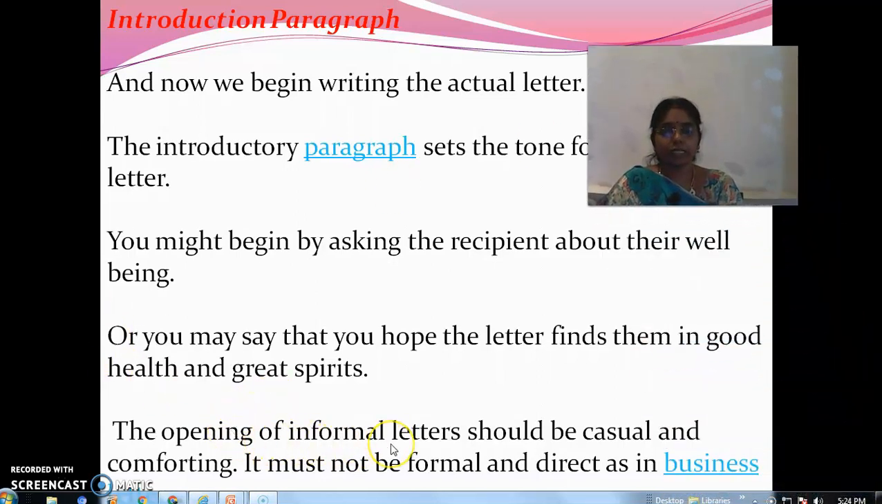The opening of informal letters should be very casual. It has to comfort them. It has to make your friend or your relative feel comfortable. When they are seeing your words, they have to be impressed. They have to admire reading that. It has to be very attractive, in the sense that they have to read it with interest and affection. That sort of wording you have to select. Okay, it must not be formal as in a business letter. Is it clear, ma'am?